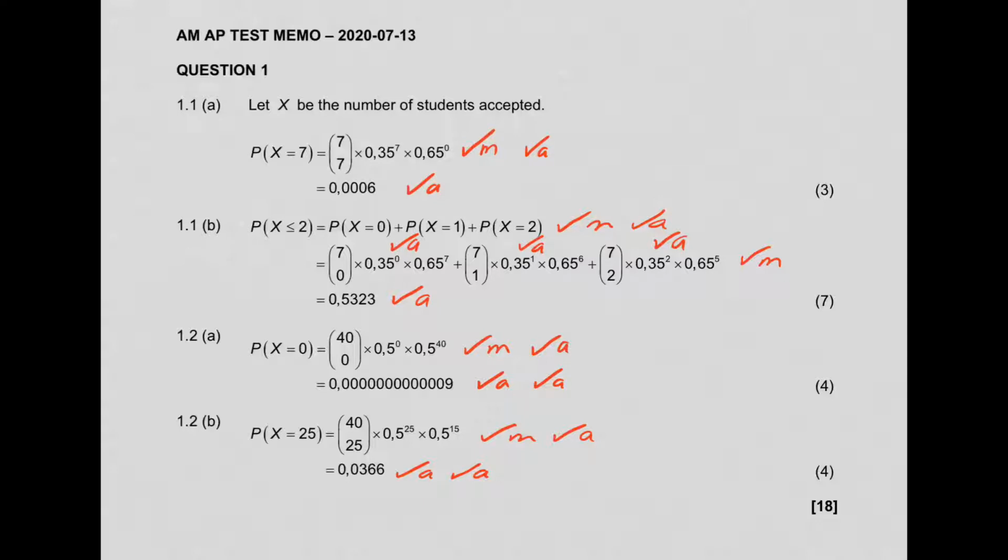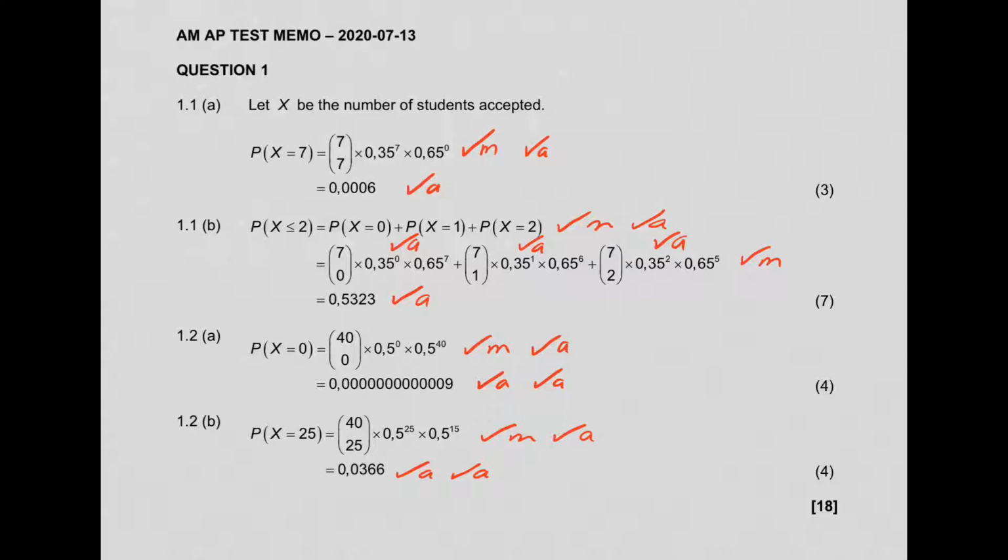Question 1.1. The probability that a student is accepted into a certain university is 0.35. If 7 students from Roedean apply, find the probability that the university accepts all 7. I hope you've got your question paper with you as well, so you can refer to the question while you're watching this. So this is an example of binomial distribution, because we have 2 different outcomes here.